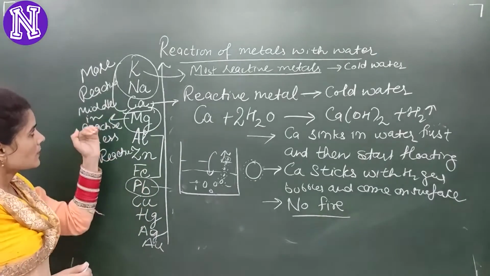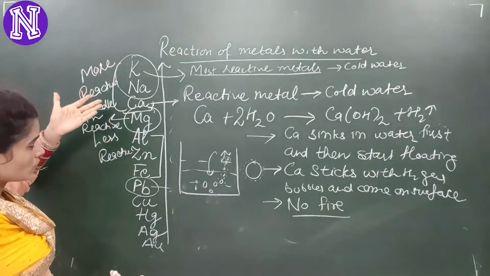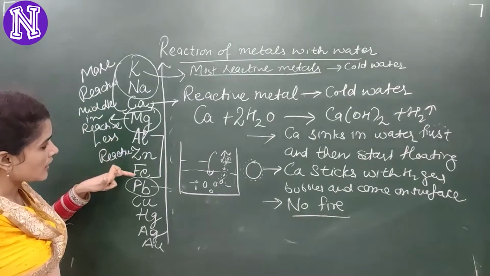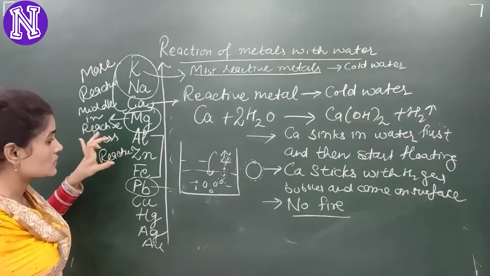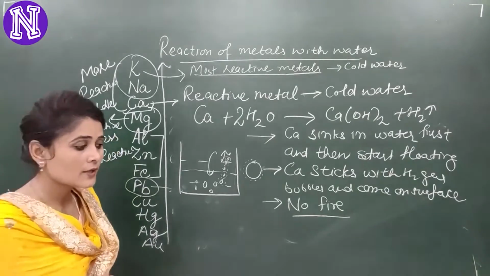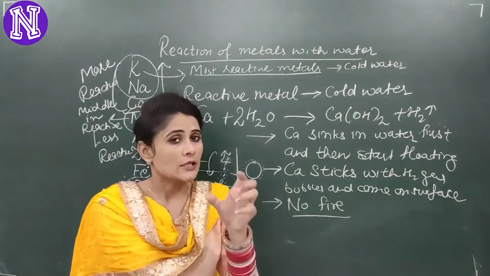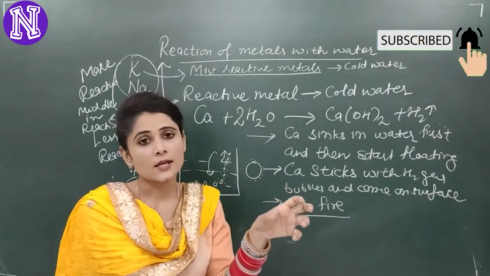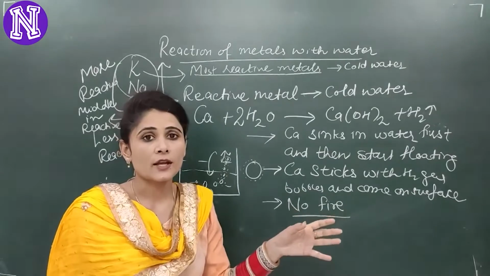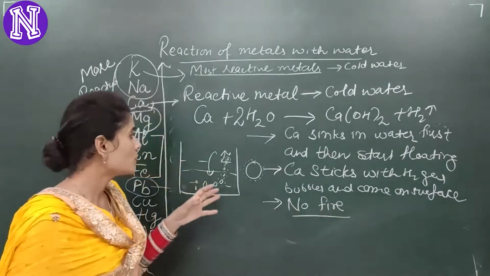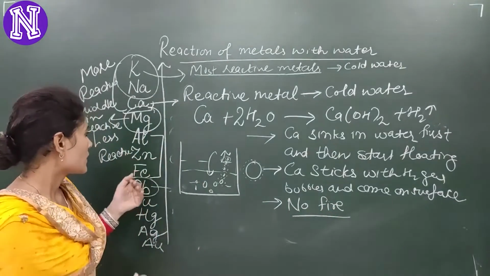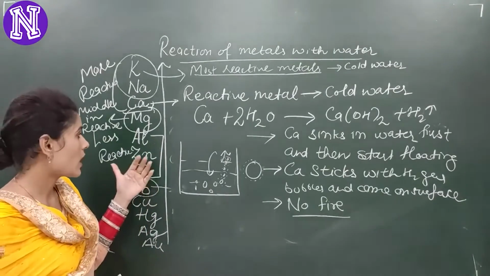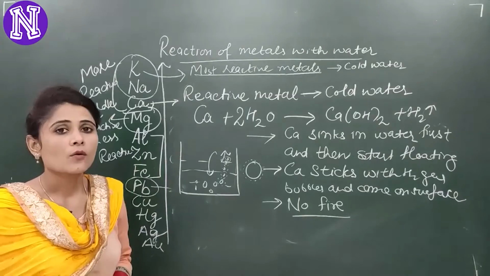So the first three react with the cold water, whereas the last three, aluminium, zinc and iron, react with the steam. Why do they react with the steam? Because these metals are very low in their reactivity. So if you want the reaction to happen, you have to use steam in these cases. So we will see here how these metals react with the water.